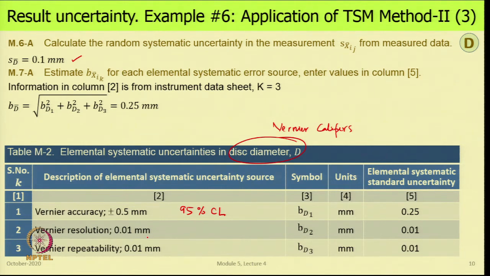Then vernier resolution is 0.01 millimeter, which we take as it is, and vernier repeatability is 0.01 millimeters, that also we take as it is. And then we go back to the formula here. This is the systematic standard uncertainty in diameter. These are the elemental systematic standard uncertainties. 3 error sources were there, k is 1, 2, 3 here. We put them, and this is what we get. So, that is our B d bar. So, that takes care of the diameter.